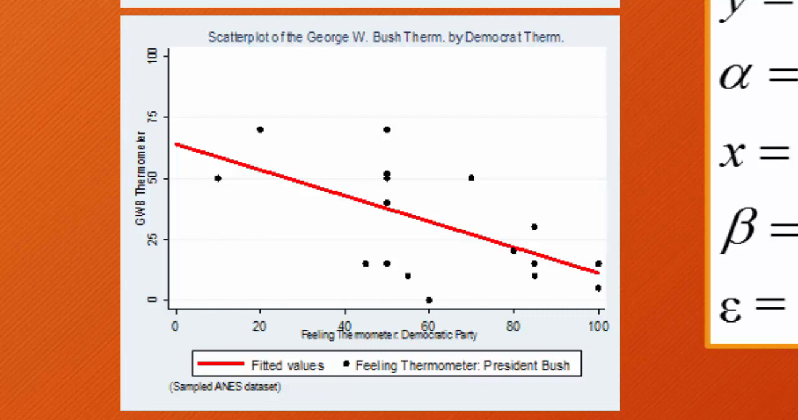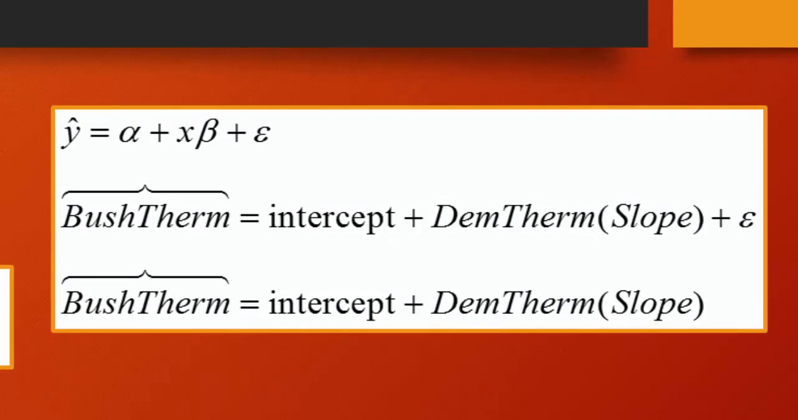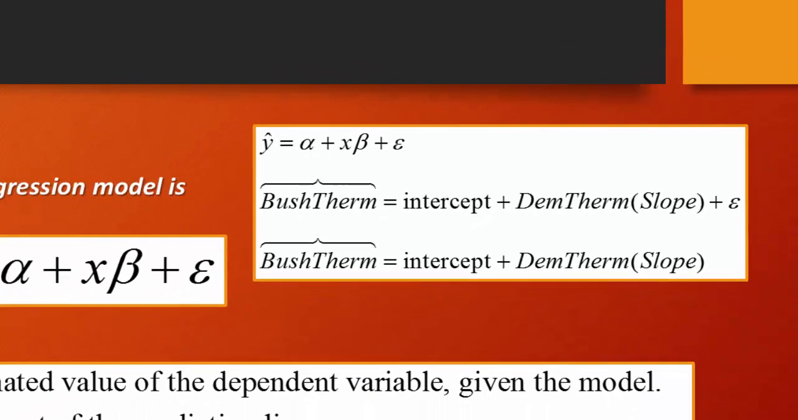Epsilon refers to the dispersion around the line, because the line doesn't perfectly predict all of our points in this scatter plot diagram. So you could imagine here that the generalized version of this formula, y hat equals alpha plus xb plus epsilon, can be thought of in this case as the estimated value of the Bush thermometer is going to equal the intercept plus the Democratic thermometer times the slope plus epsilon. And of course the line itself is just being predicted as Bush thermometer equals intercept plus Democratic thermometer times slope.